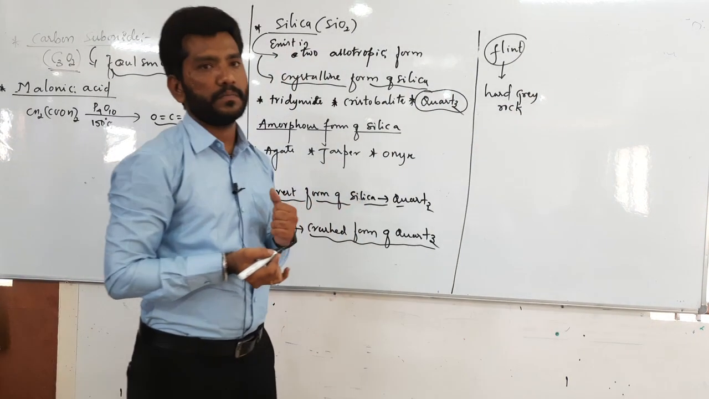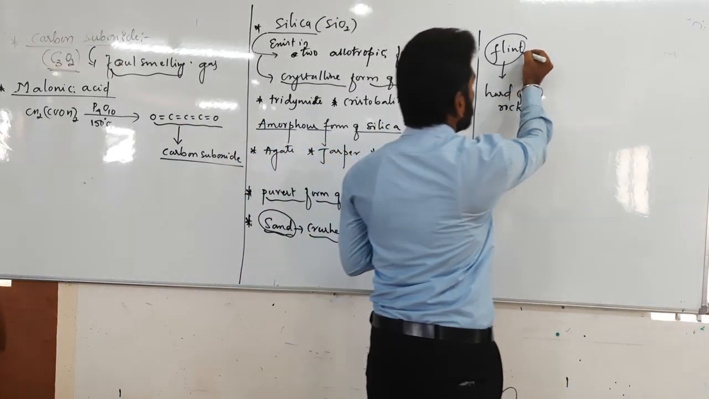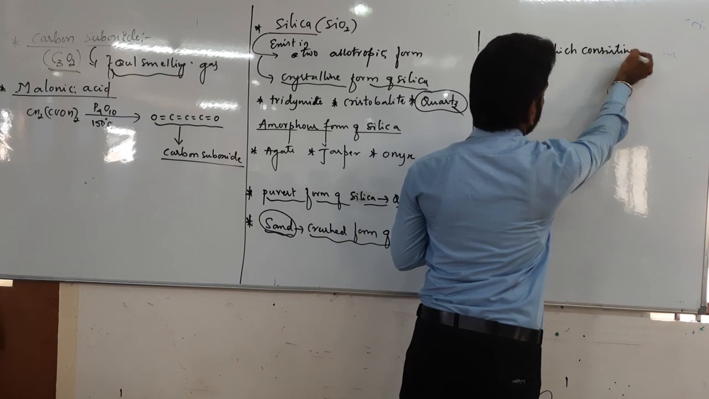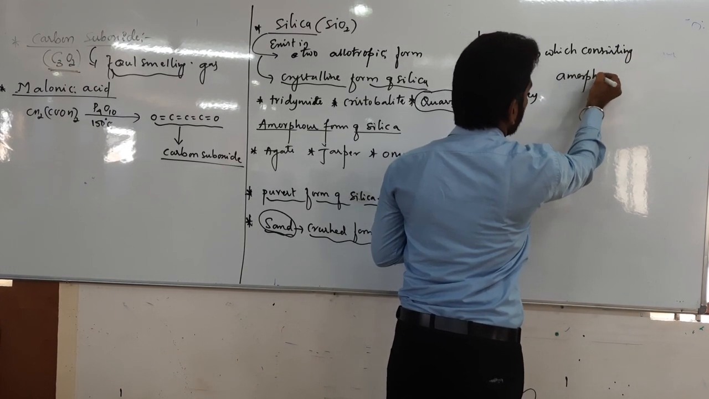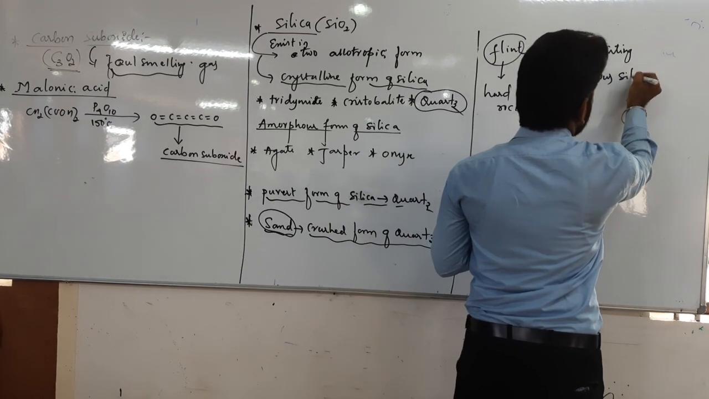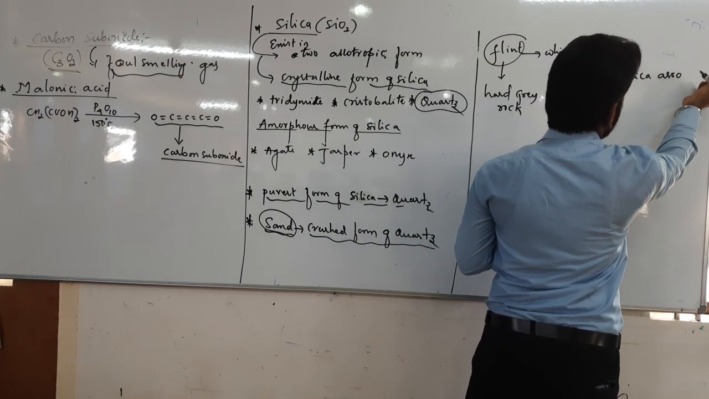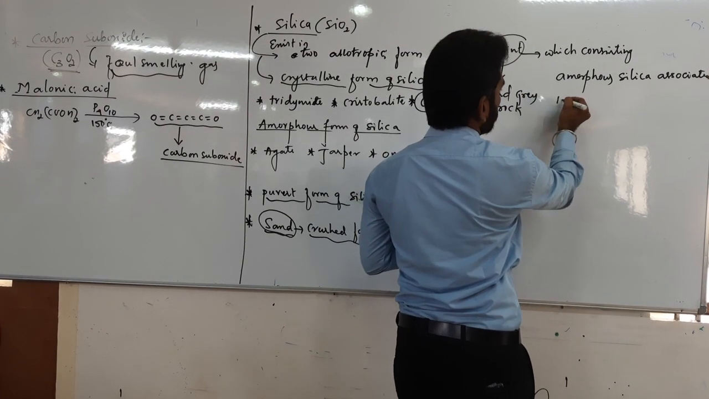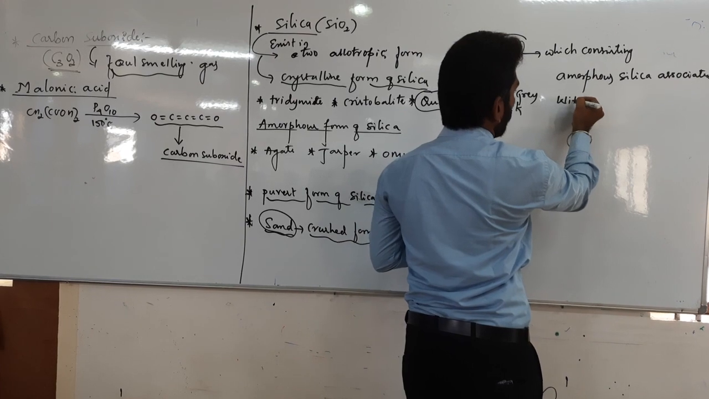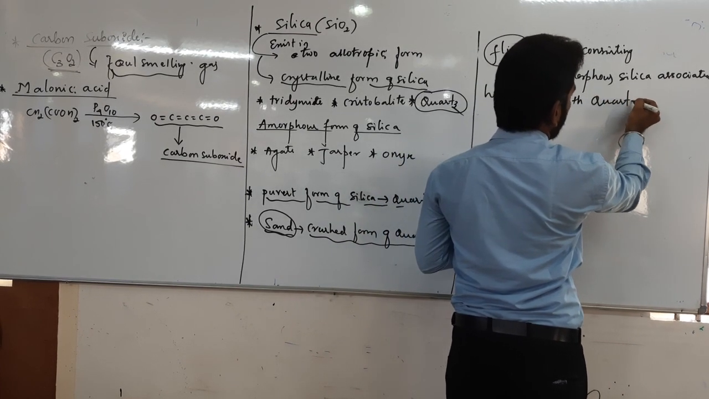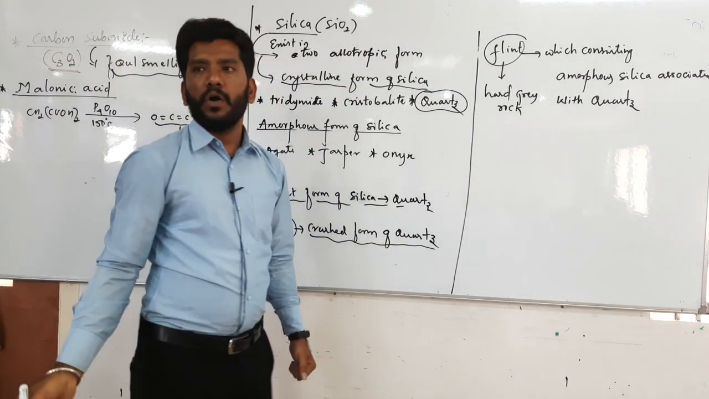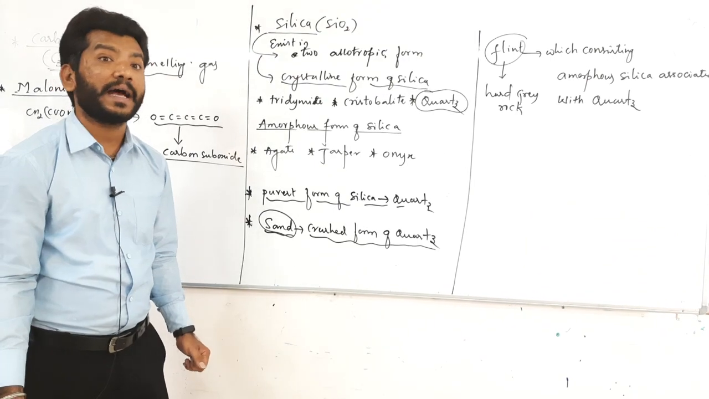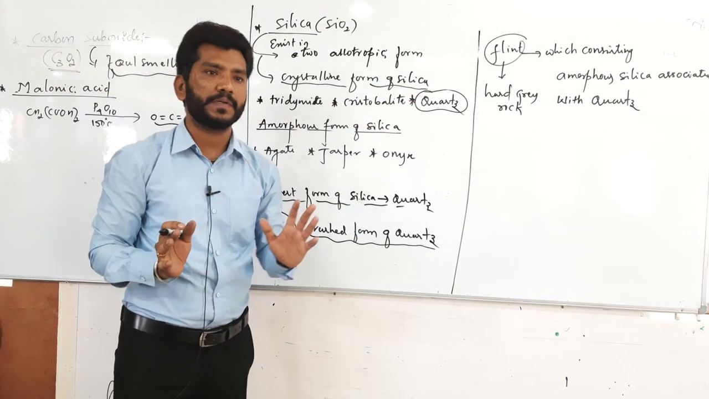Flint is a hard grey rock. Okay, so that flint is consisting of amorphous silica associated with quartz. Amorphous silica associated with quartz. So that is flint, which is composed of those particular things.